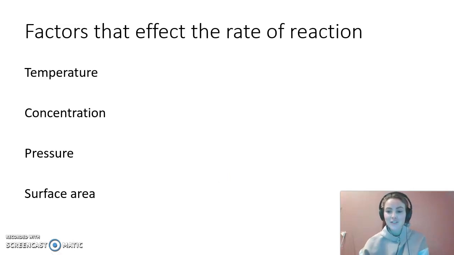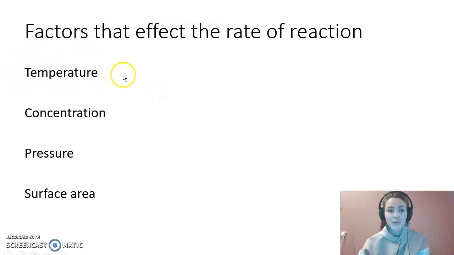So today we are talking about rate of reaction and what factors affect the rate of reaction. These are the main four factors that affect the rate of reaction. The first one is temperature.